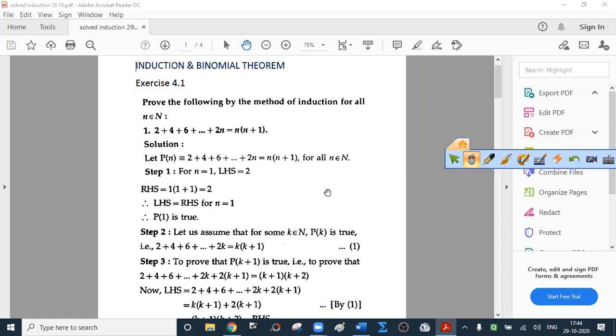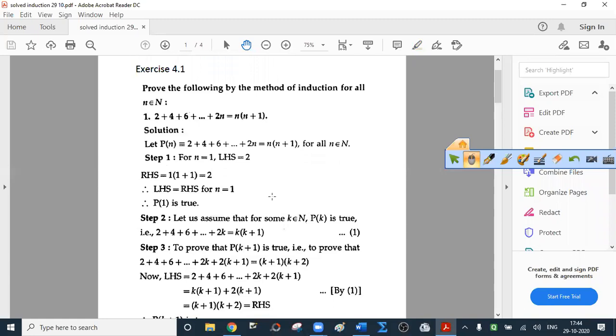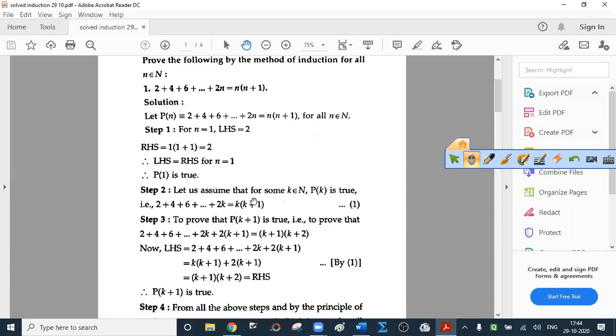Let us assume that for some natural value of k, P of k is true. What do you mean by P of k is true? Replace every n by k, you get the same result. That is 2 plus 4 plus 6 plus dot dot dot up to 2k is what? k into k plus 1. We assume that this result is true.